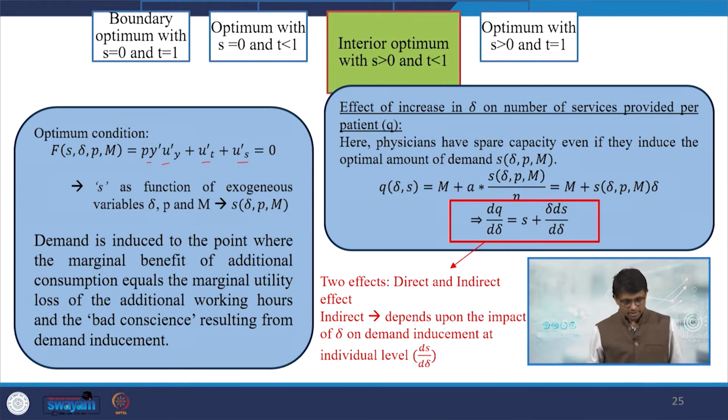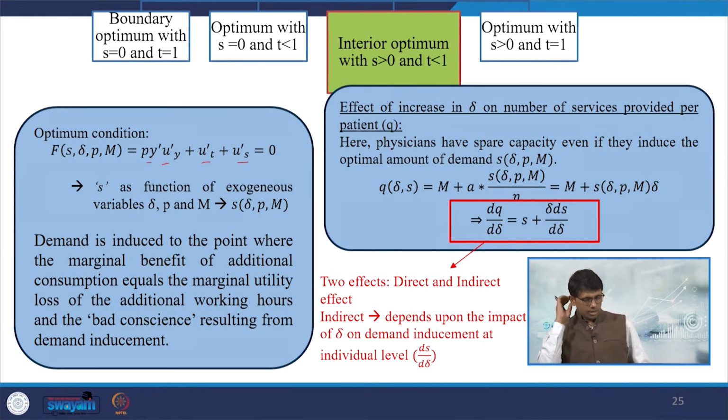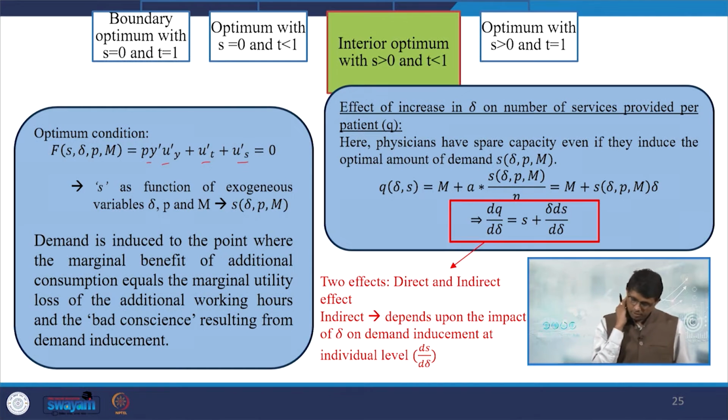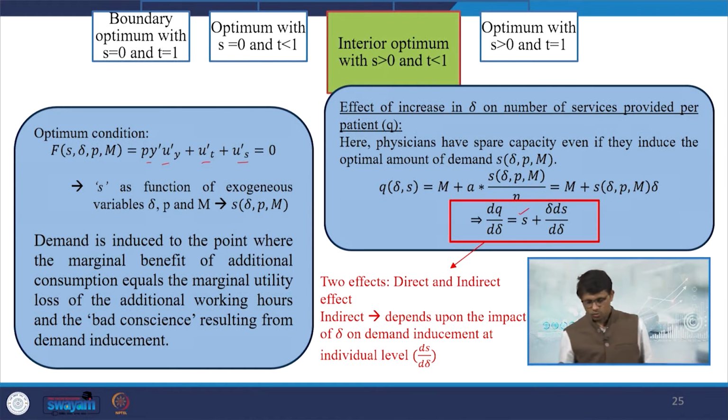So, in this case, the demand is induced to the point where the marginal benefit of additional consumption equals the marginal utility loss of the additional working hours and the bad conscience resulting from demand inducement. As a solution to it, precisely you can see the same equation where just there is a minor change, s plus delta times ds upon dq, which we did in the previous two cases.